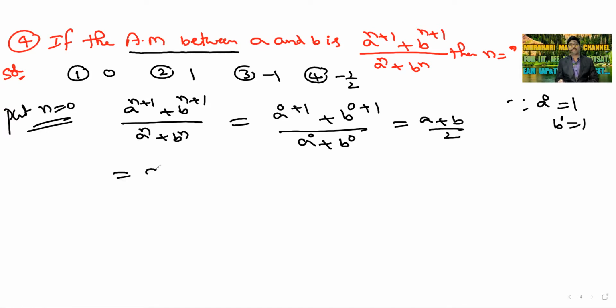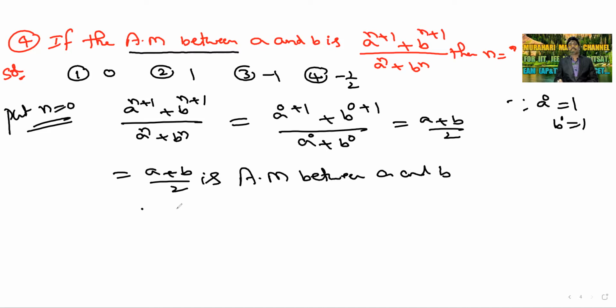What is (A plus B) by 2? (A plus B) by 2 is the arithmetic mean between A and B. So option 1 is correct. If n is equal to 0, this is the arithmetic mean between A and B. A to the power n plus 1 plus B to the power n plus 1 by A to the power n plus B to the power n is the arithmetic mean between A and B. Okay, now I am going to explain question number 5.